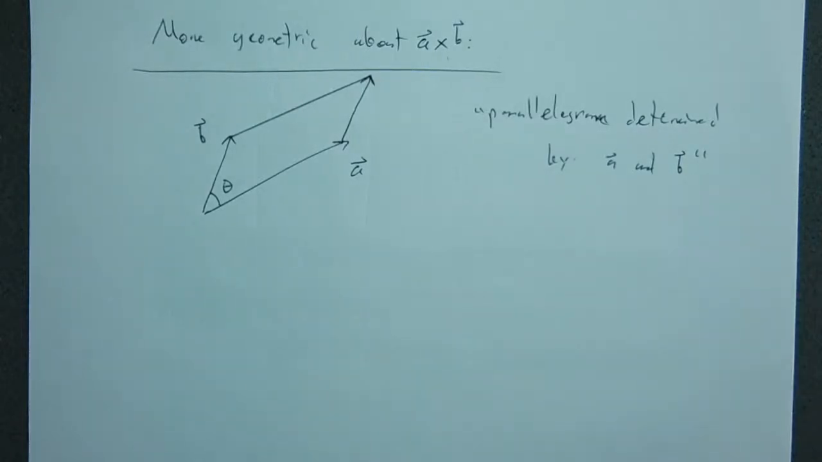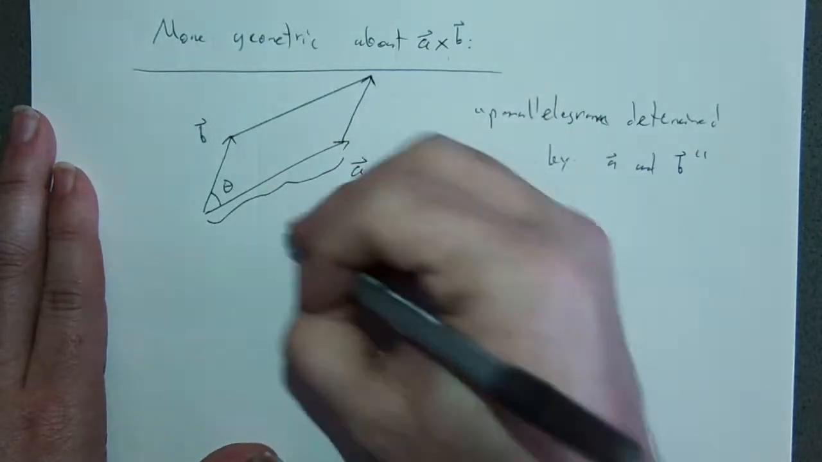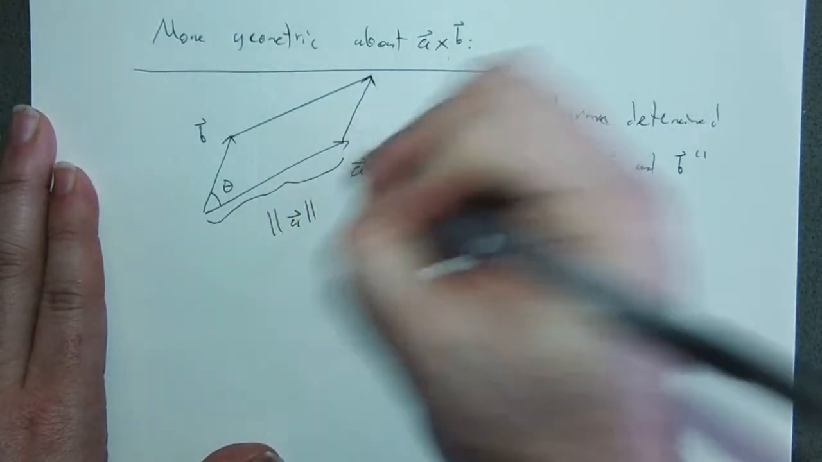So what if I wanted to compute the area of this parallelogram? How do I compute the area of a parallelogram? Well, remember, the area of a parallelogram is computed in the exact same way the area of a rectangle is computed, which is length times height. Where here is the length. Well, what's that length? If that's vector A, that length is the length of A.